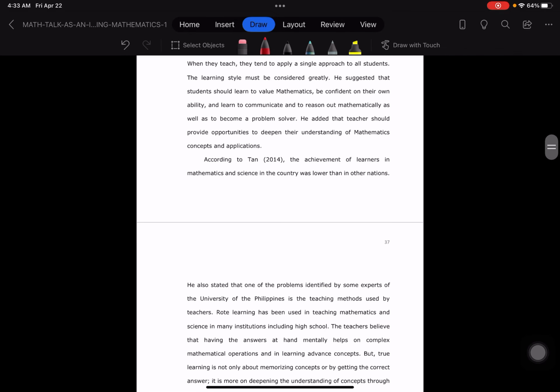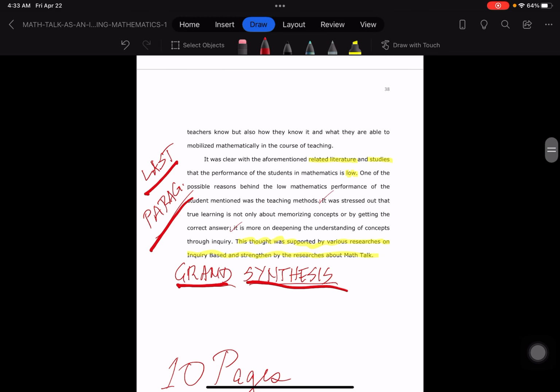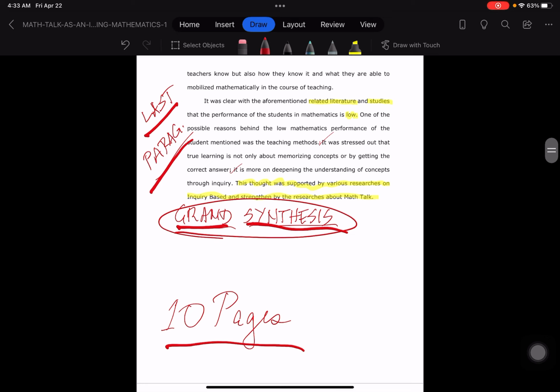The last part, if you remember in our discussion, is what we call the synthesis. This part is now known as the grand synthesis. The last paragraph is usually where the grand synthesis is located. This is the summary of the review of related literatures that you discuss. Again, this is supposed to be the output of a study that used the thematic approach in literature review.